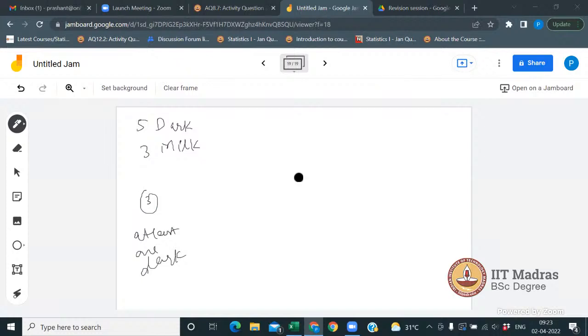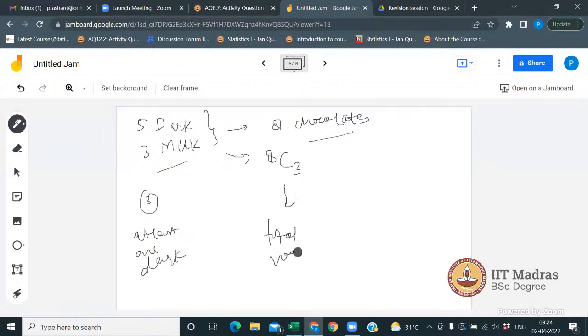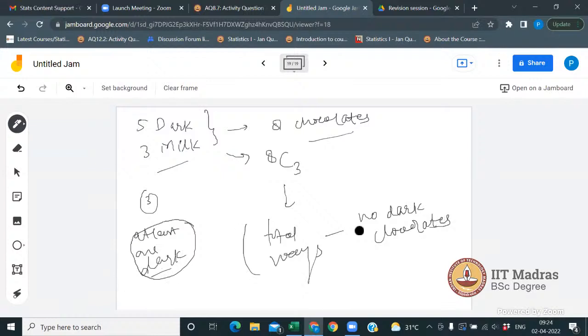See, in total I have 8 chocolates. In how many ways can I choose 3 chocolates? 8C3. This is the total number of ways. The question asks for at least one dark chocolate, so if I subtract from the total the ways with no dark chocolate, I will get at least one dark chocolate. Is it clear? Yes. Then what does no dark chocolate mean? All three should be milk chocolates.